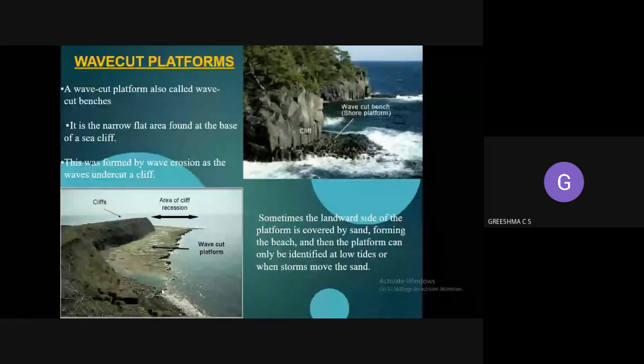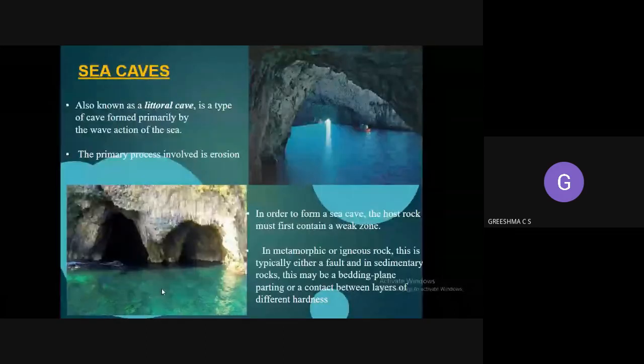This is another feature that has been formed by marine erosion, that is sea caves. You might have seen this in a lot of movies. So what is this basically? This is basically sea caves, also known as littoral caves. It is a type of cave that is formed primarily by the wave action of the sea. The primary process involved is erosion. This shape is mainly formed due to erosion.